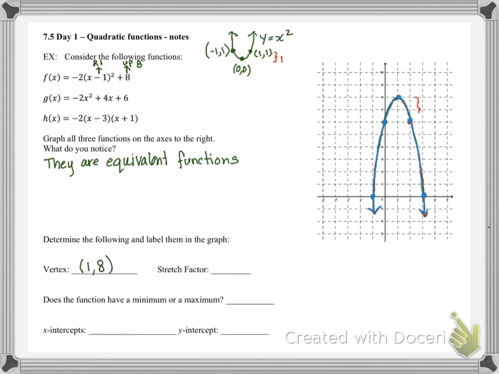This distance right here is 2. So we took that distance of 1 and we stretched it by a factor of 2, so it became a distance of 2. That's usually the easiest way to find the stretch factor from a graph: just look at the point that's 1 unit to the right or left of the vertex. So we have a stretch factor of 2, which we also see right here in our equation.